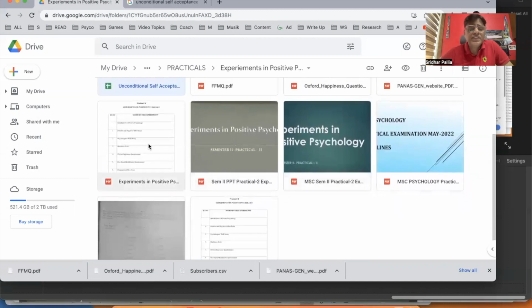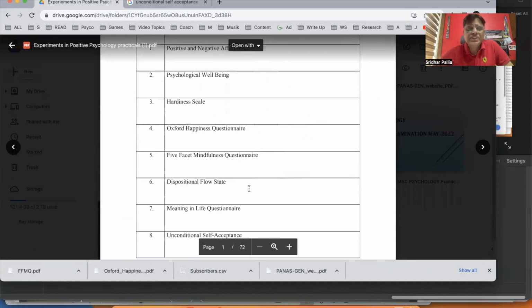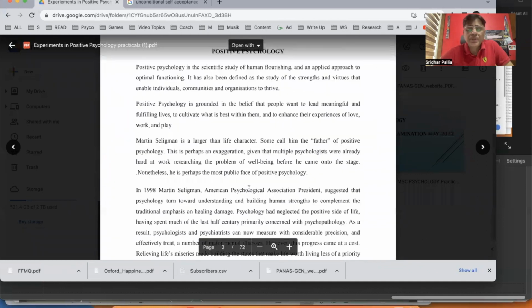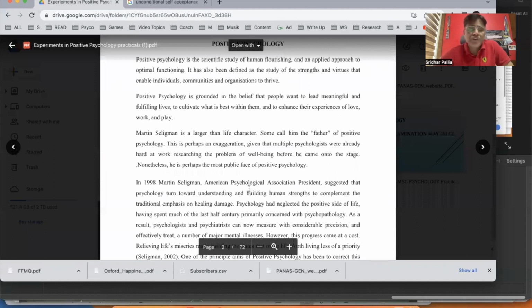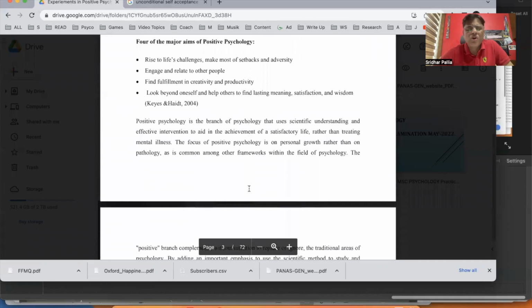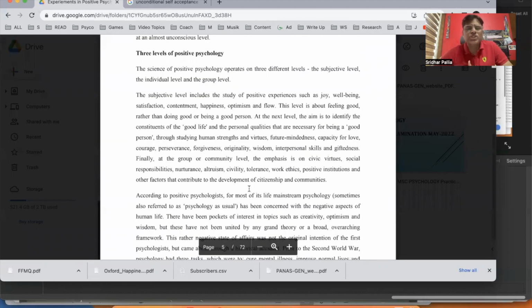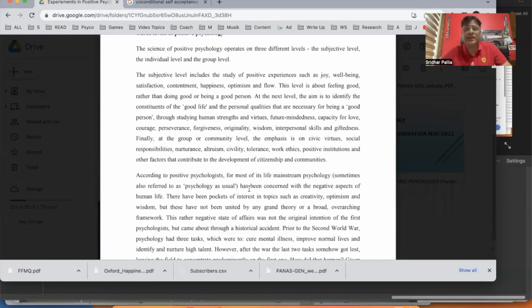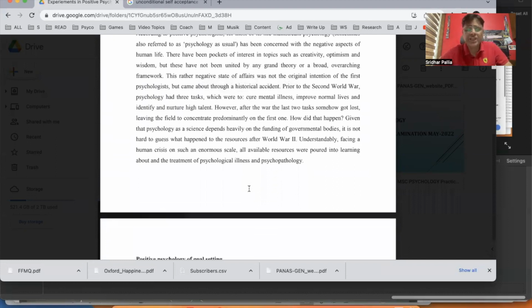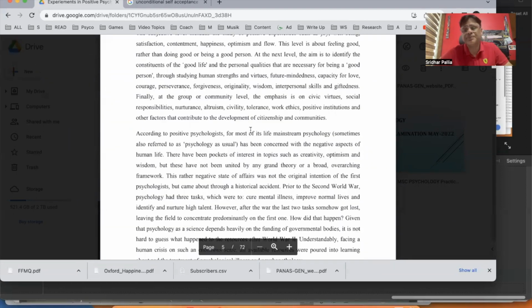And there is this document, the experiments in positive psychology PDF document. I encourage all of you to read through this document, because I believe that most of our MCQs should be coming from this particular document. This essentially gives a lot of text and details about these experiments, why they are used, what their purpose is, and some history. So I hope that most of the MCQs should be coming from here.